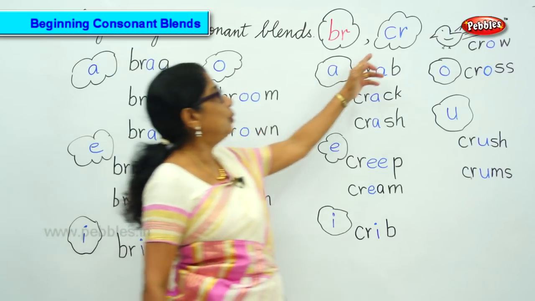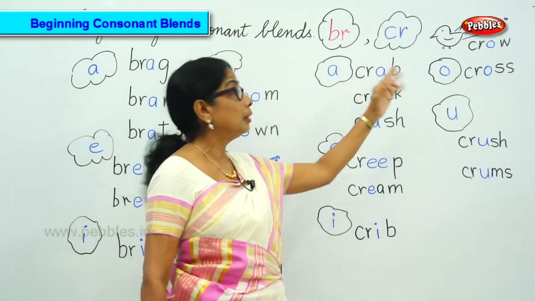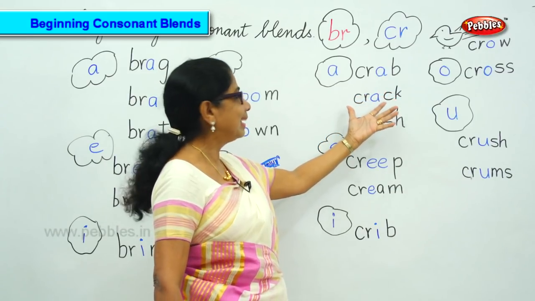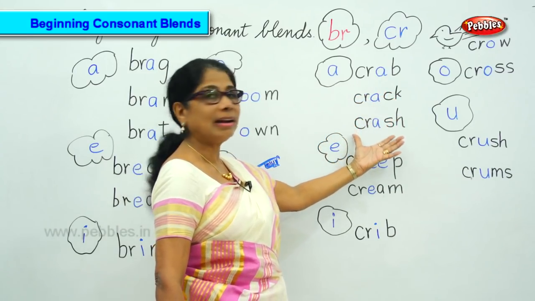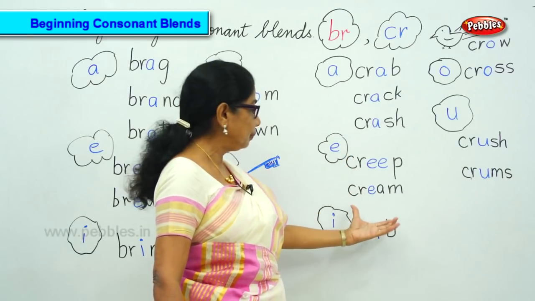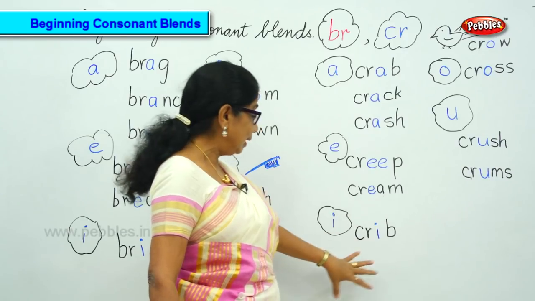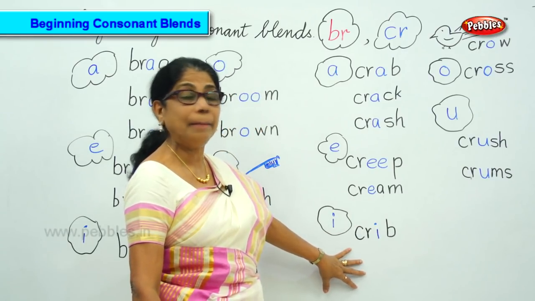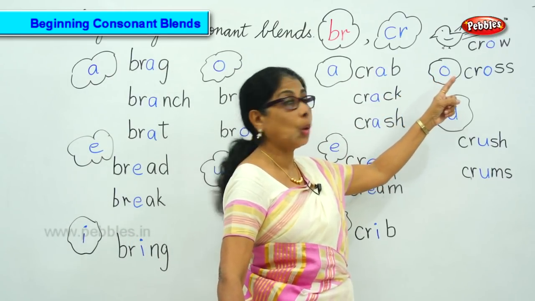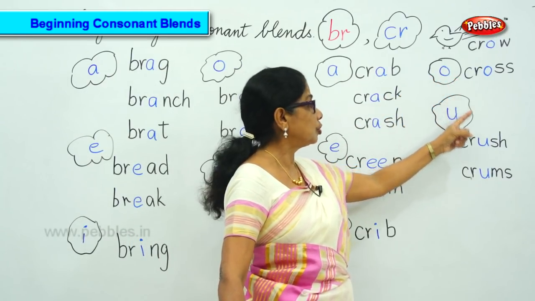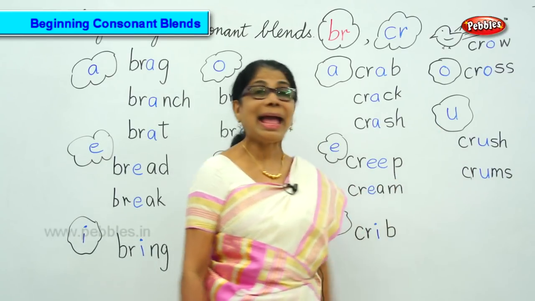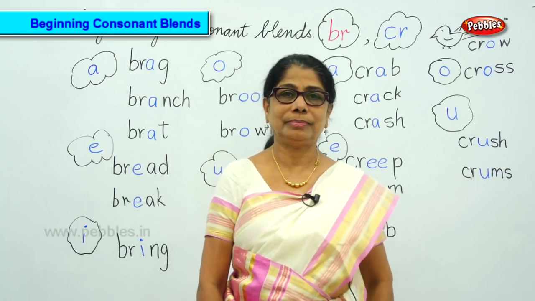And then the next sound we did is C and R, CR, crow. In A you get crab, crack, crush, crash. In E you get creep and cream. In I sound you get crib. And then in O vowel you get crow, cross. In U sound you get crush and crumbs.